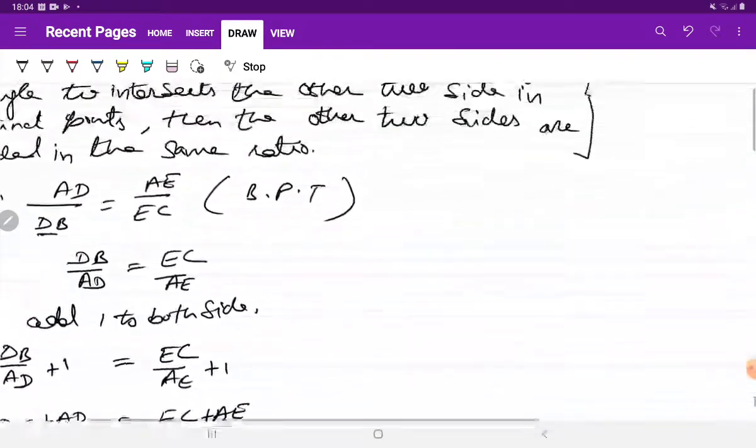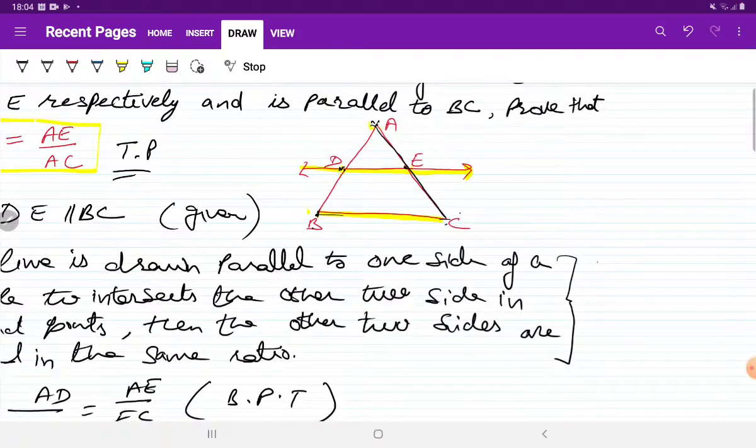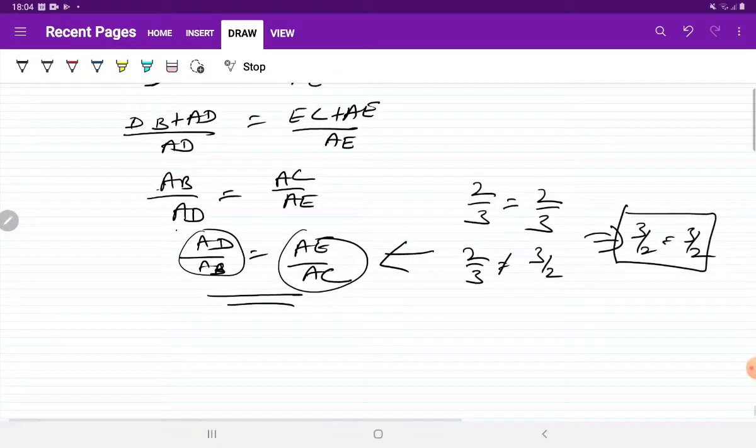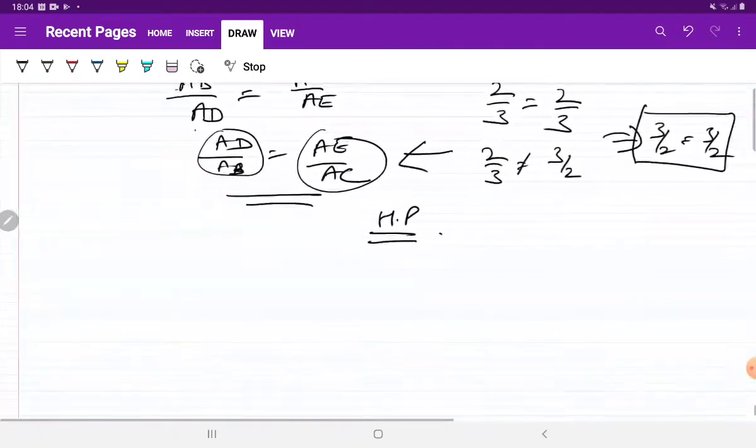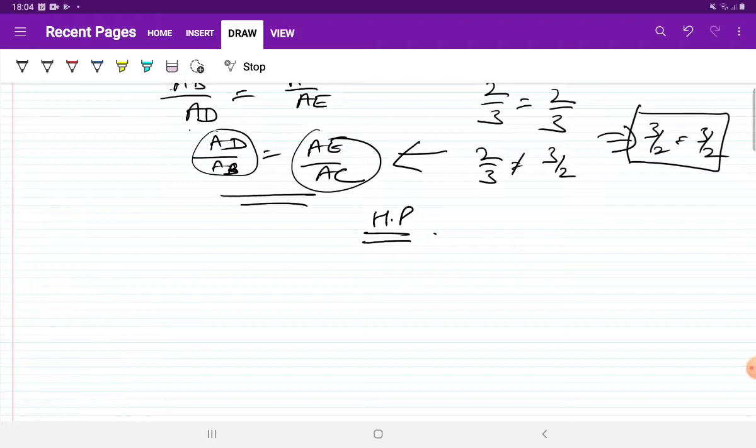So AD upon AB is equals to AE upon AC. That you have to prove. So hence proof. We get our final result. Okay. So this is our first example from your triangle chapter. Now come to example number 2.